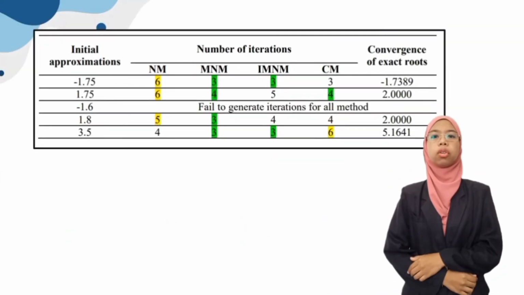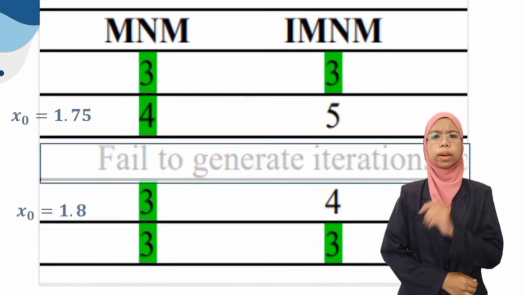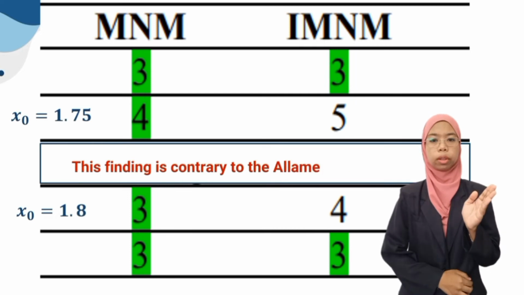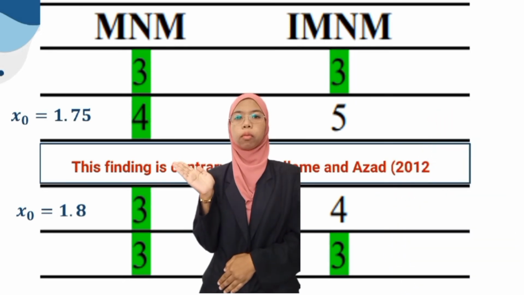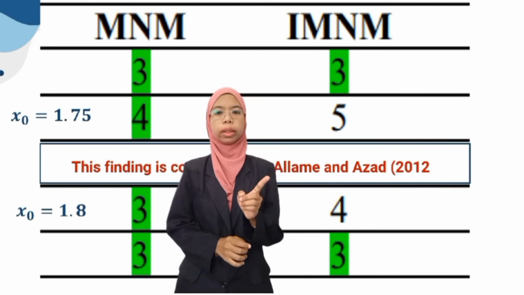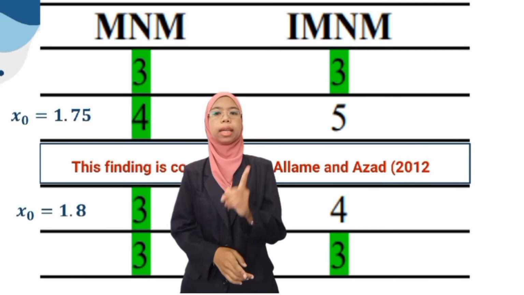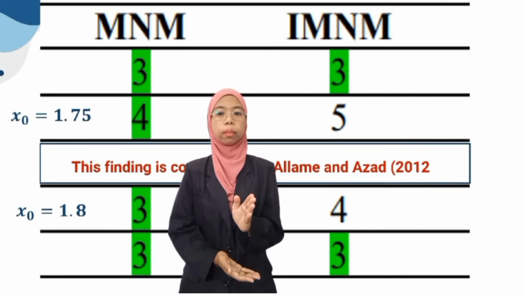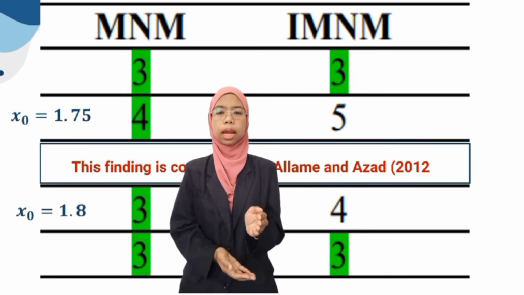Overall, the results show that all improvised Newton methods are able to outperform the Newton method. However, there are some issues that arise if we look at the number of iterations between the midpoint Newton method and the improvised midpoint Newton method. When x is not equal to 1.75 and 1.8, the results show that the midpoint Newton method generates fewer iterations than the improvised midpoint Newton method. This finding is contrary to Alami and Azad 2012, who claim that the improvised midpoint Newton method can converge rapidly and generate fewer iterations than both the Newton method and the midpoint Newton method.